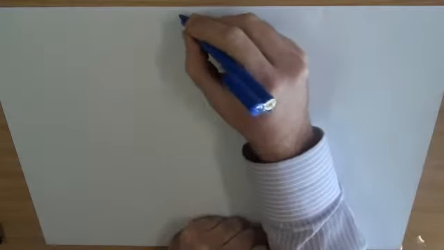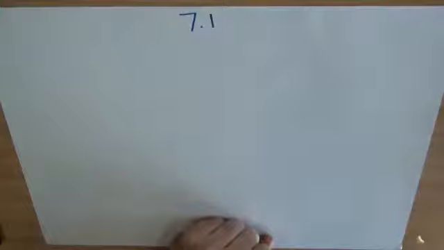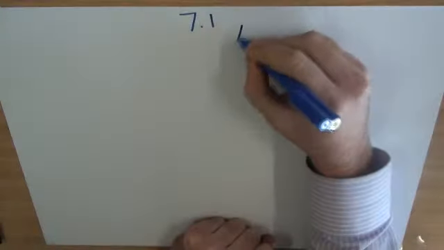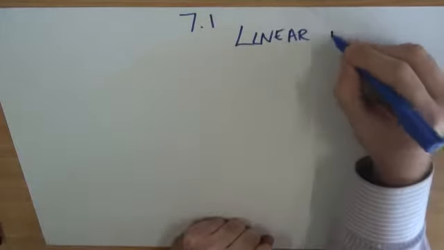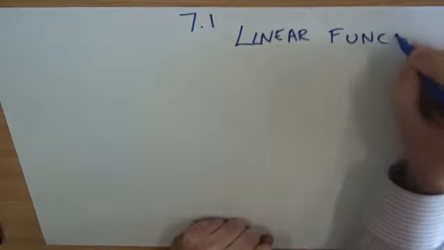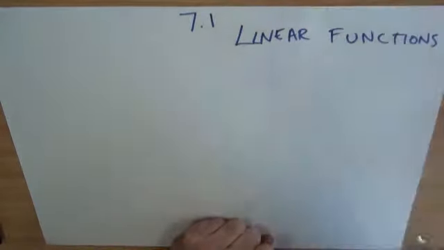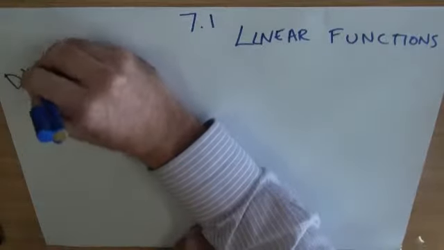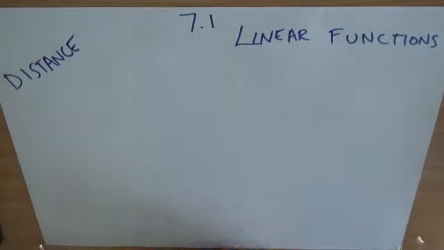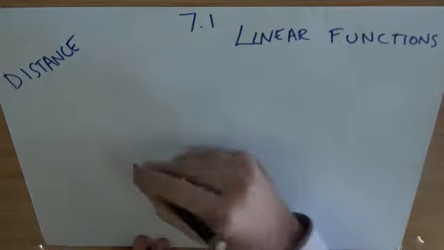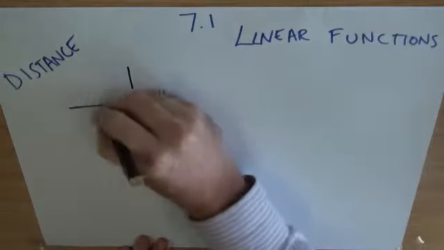Hello Advanced Mathematics. Today we're going to be doing 7.1 of your textbook, which is about linear functions. And the first part of this linear functions topic is all talking about distance. Okay, so we need to know how far it is from different points. Now when we're talking about linear functions, we're having a look at our lovely Cartesian plane.